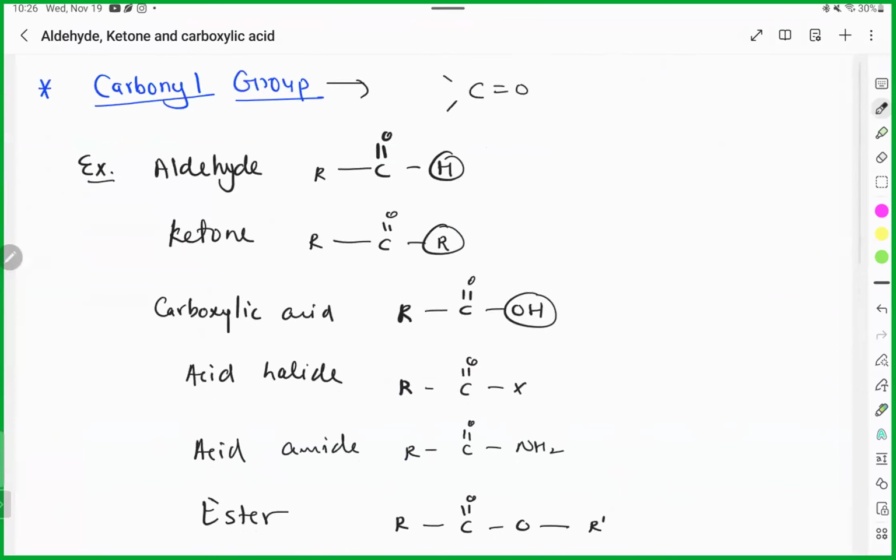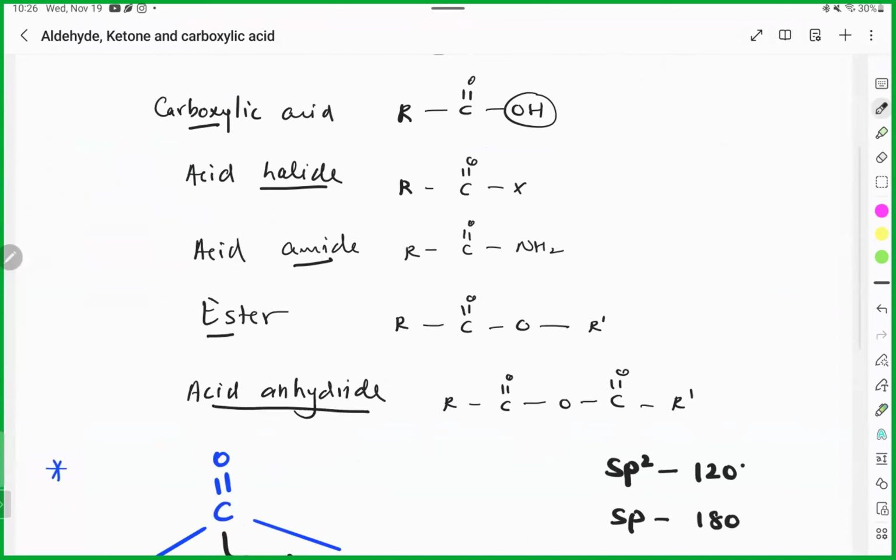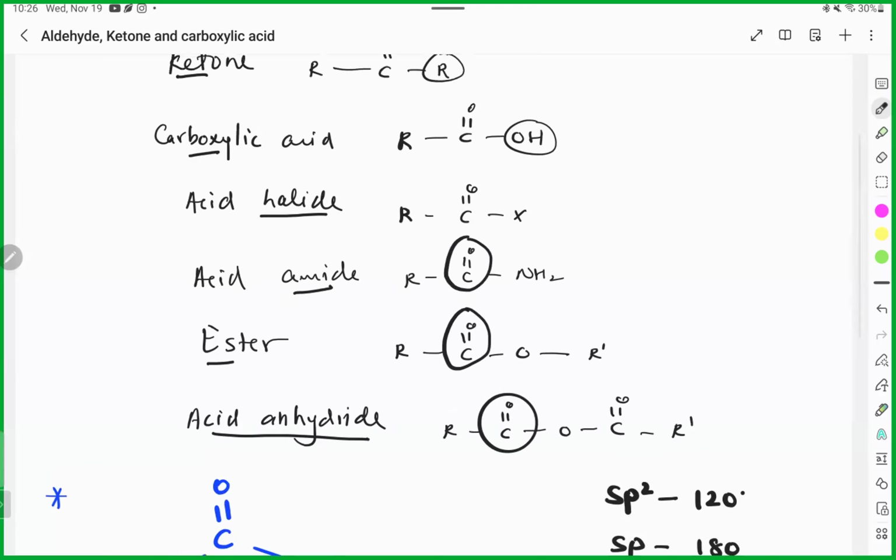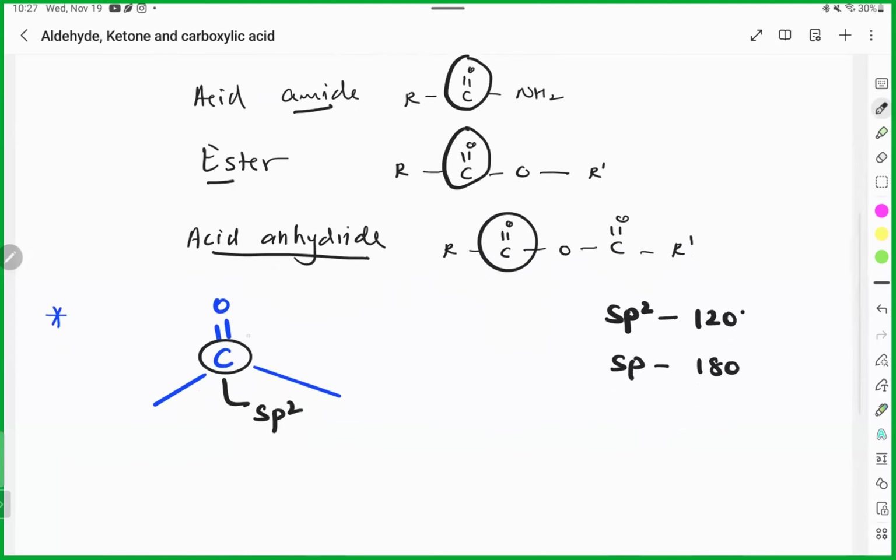So we are doing the carbonyl group, aldehyde, ketone, carboxylic acid. In the next three classes, we'll complete aldehyde and ketone completely. Aldehyde, ketone, carboxylic acid, acid halide, acid amide, ester, and acid anhydride all have this common carbonyl group, right? What should be the hybridization of the carbon in the carbonyl group? sp2. What should be the bond angle? 120 degrees. In sp, it will be 180. In sp3, what will be the bond angle? 109.5. Very good.